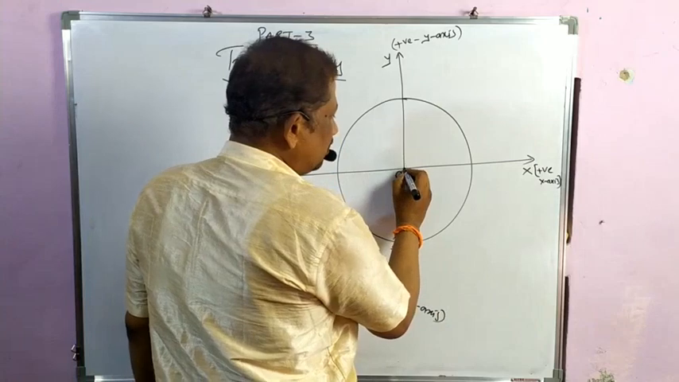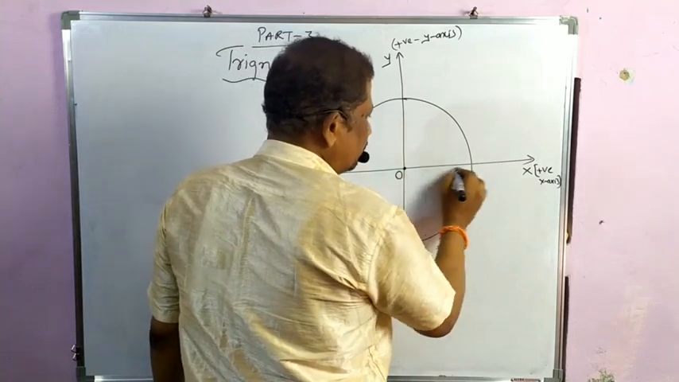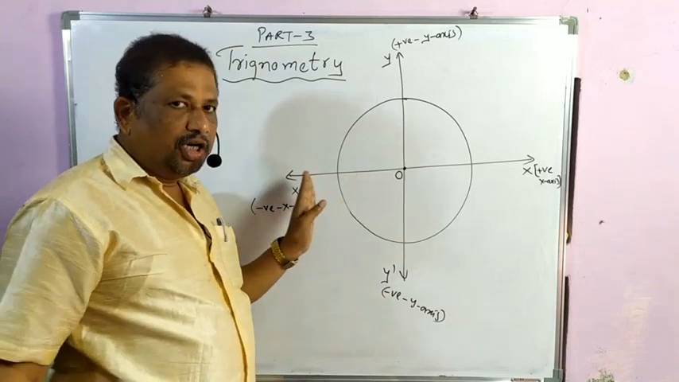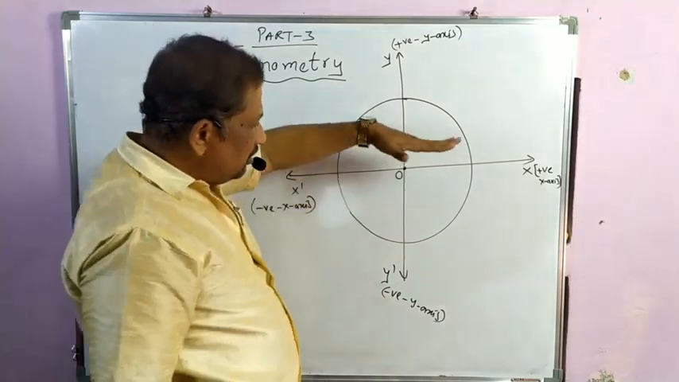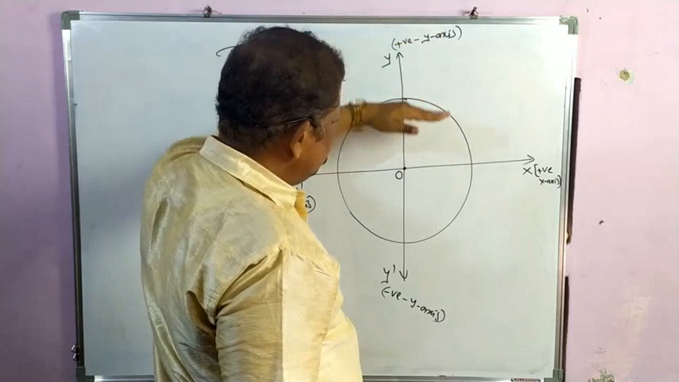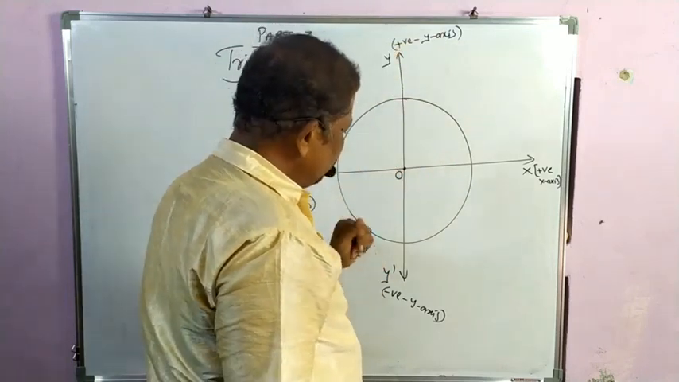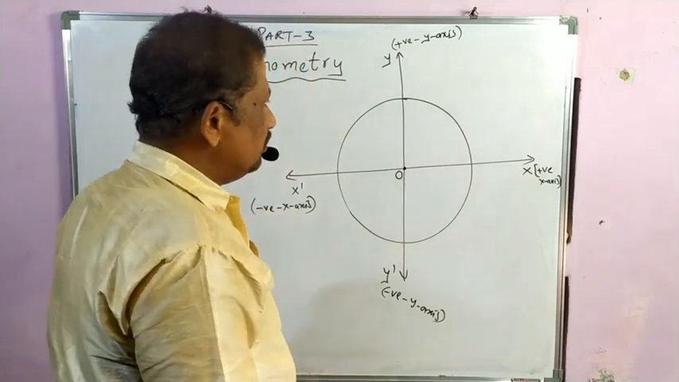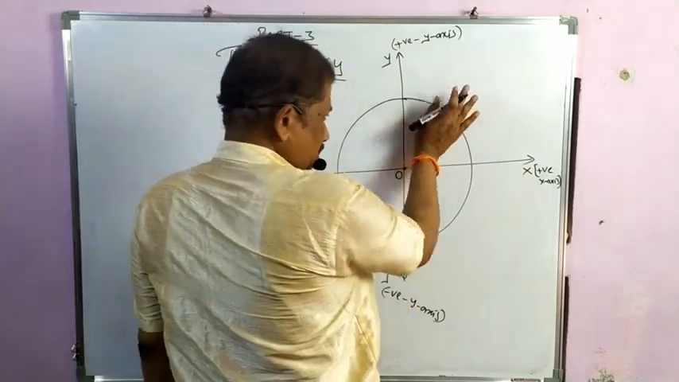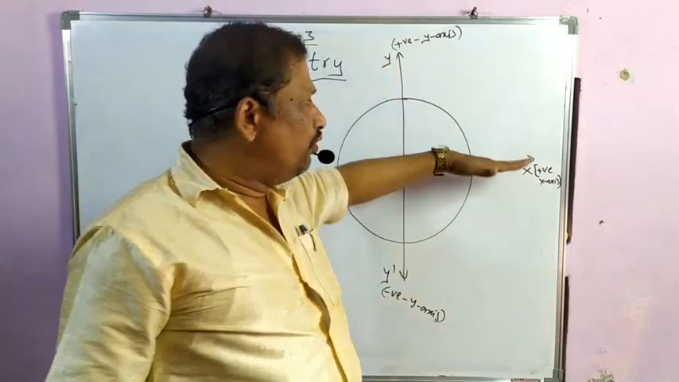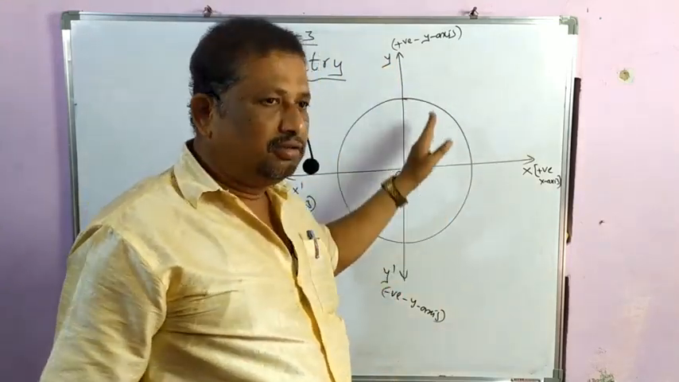On the x axis you have positive x values, and from 0 to the left side you get negative x values. The same way on the y axis, above the 0 you will get positive values, below the 0 you will get negative values. So these 2 axes divide the plane into 4 quadrants.